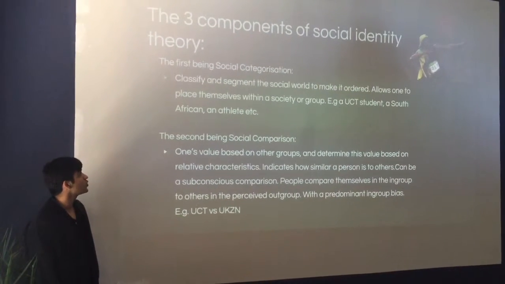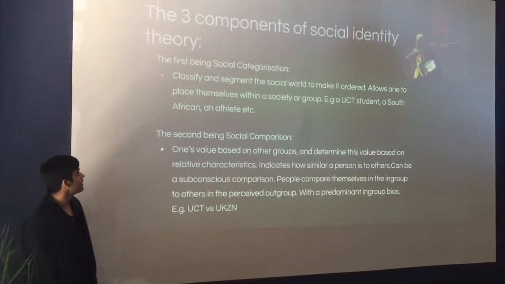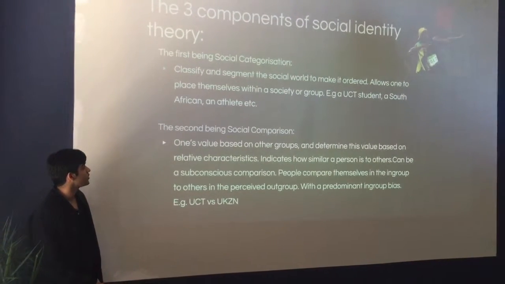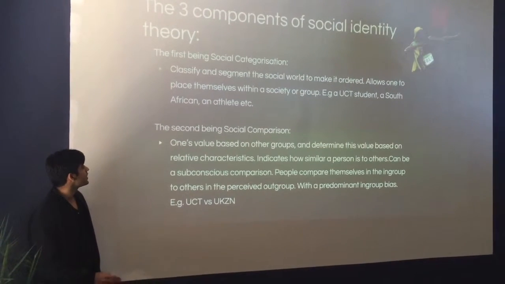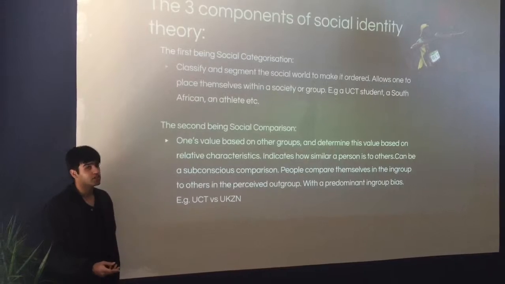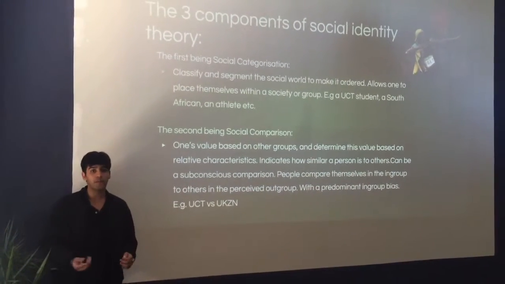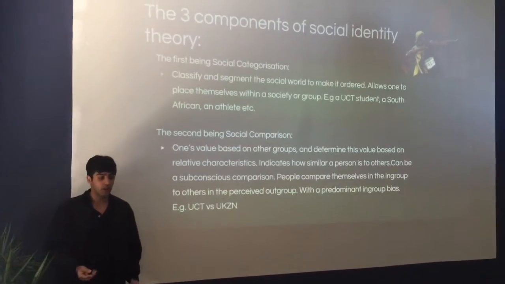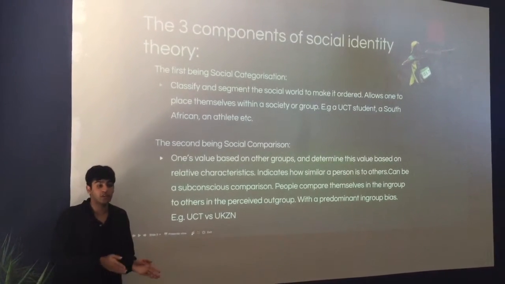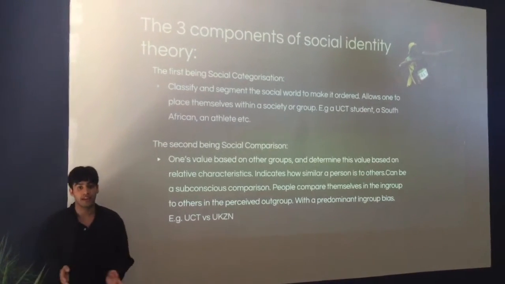The first is social categorization, where an individual classifies and segments the social world to make it ordered, which allows one to place themselves within a group or society. For example, a UCT student. So before we compare or consider any other factors, one just single-handedly focuses on where they view themselves. If one is good at sports, one might consider themselves an athlete.